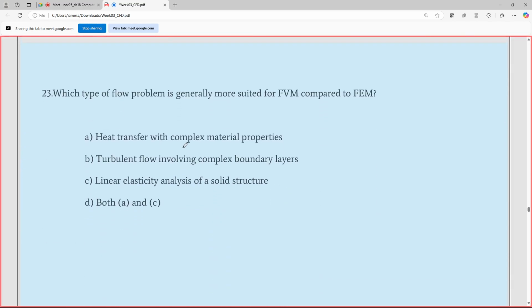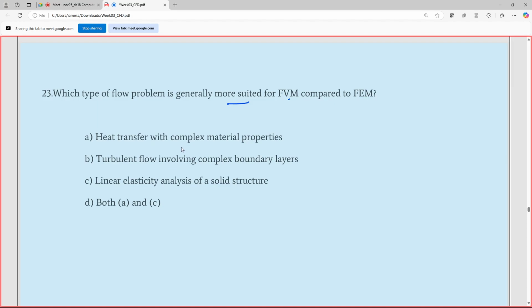Moving on to next question. Question is on which type of flow problem is generally more suited for FVM compared to FEM, where FVM is the finite volume method and FEM is finite element method.